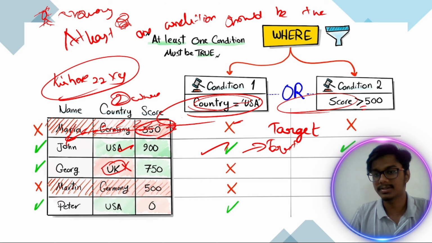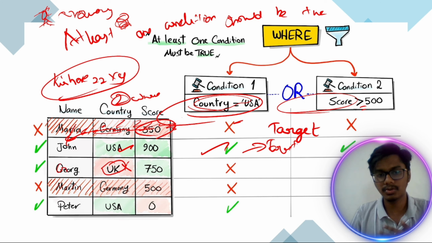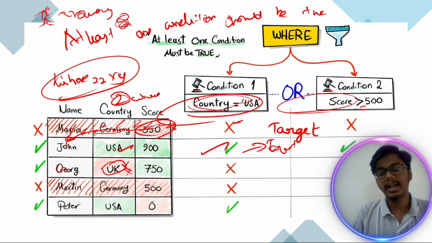I can't change my mouse. Okay, greater than or equal to 500. Whether George's country belongs to UK, let me write it down. It fails, right? And again I want to check whether the score is greater than or equal to 500. Yes, the score is greater than or equal to 500. So I take George and fetch the result into my target table.